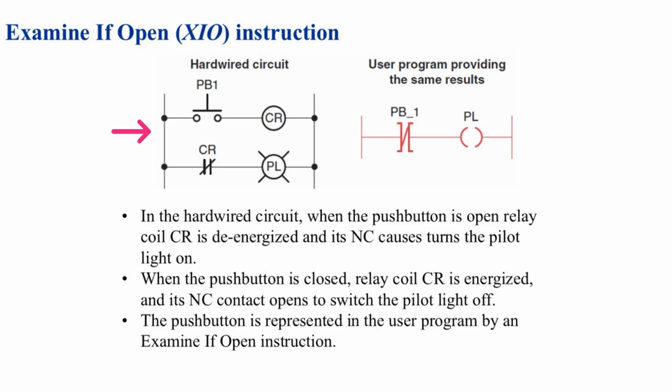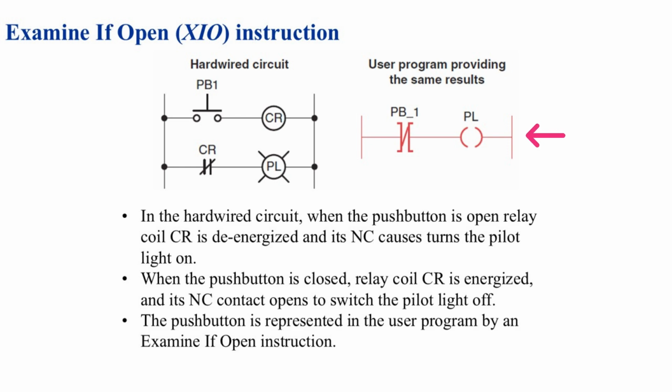Looking at the diagram, on the left we have a hardwired circuit with a normally closed push button controlling a relay coil, CR, and a pilot light, PL. When the push button is open, not pressed, the relay coil is de-energized and its normally closed contact allows the pilot light to turn on.